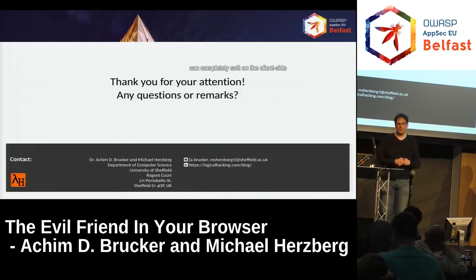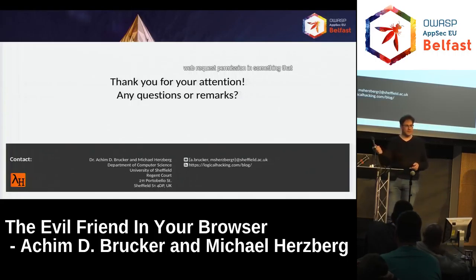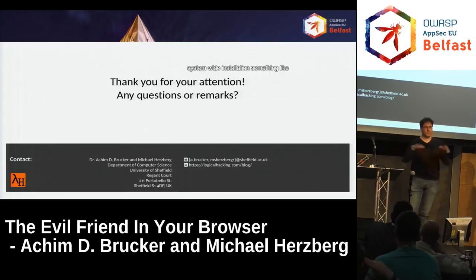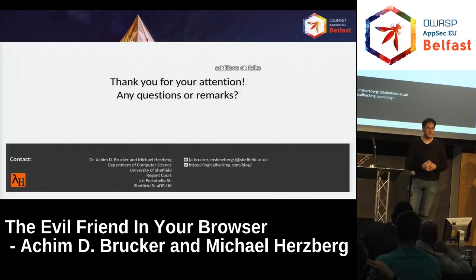So I'm not saying the problem can completely be solved on the client side, but I think there's still a lot of work left to improve the situation on the client side. For example, I would immediately vote for splitting up that web request permission into something that can only access the content of the web request and not the headers. And that you then can allow, for example, for a system-wide installation, something like users can install extensions that only request certain permissions. Then together with an improved backend side, I think we can make the thing much more secure again. But that's a very valid addition.